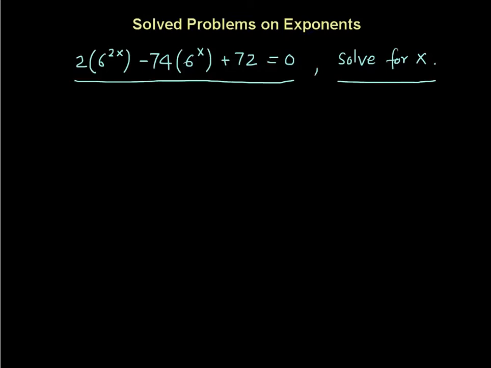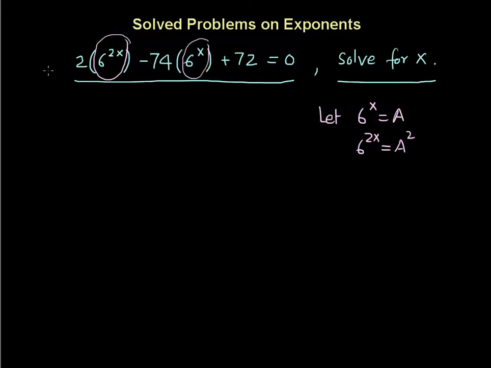In this video, we'll solve a problem on exponents. And I have this problem in front of you here, where I have these two terms, which are 6 to the power 2x and the other one is 6 to the power x. So what I'm going to do, I'm going to assume here, let 6 to the power x is equal to a. So what happens when you assume 6 to the power x a, we can rewrite 6 to the power 2x, that will be equal to a square, right?